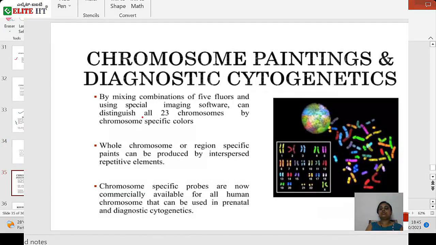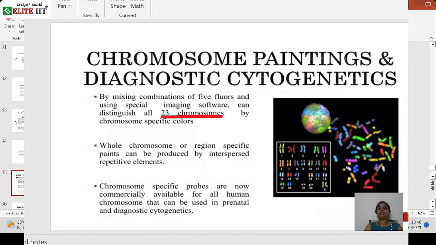Now, chromosome painting. Same thing, chromosome painting. You can make colorful chromosomes by staining, by adding different fluorogenic compounds. By mixing combinations of 5 fluors and using spatial imaging software, you can distinguish all 23 chromosomes. So you already have probes with different colored fluorescent compounds.